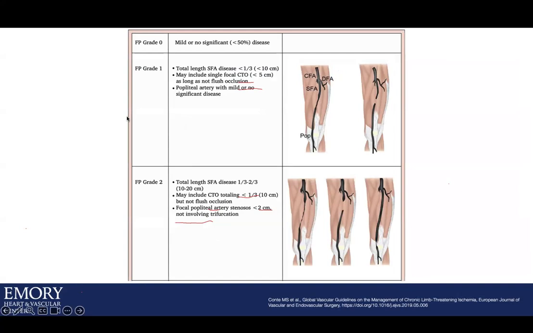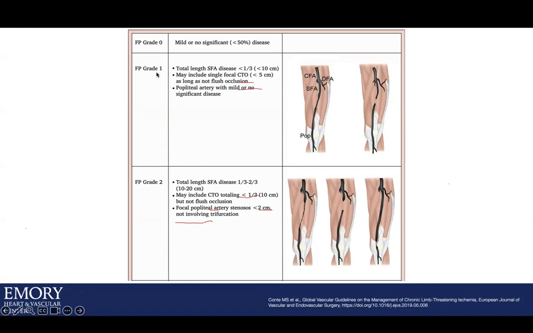Now, looking at the femoral popliteal grading in the GLASS criteria. In the GLASS criteria, you have to look at the TAP, which vessel you need to work on, and then you have to look at the femoral popliteal and then infrapopliteal. The femoral popliteal grade is from 0 to 4. It depends on the length of the SFA disease and also popliteal involvement. That's what the femoral-popliteal grading system depends on.